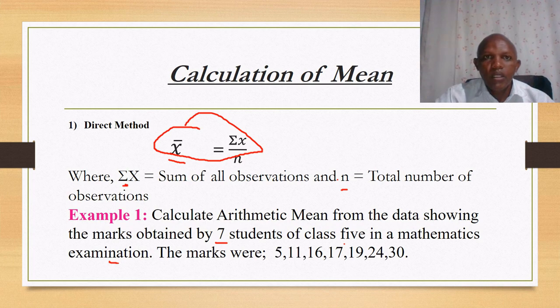So for example, you could be asked to calculate the average, the arithmetic mean, for this set of marks of students. There were 7 students in a class, and they were doing an exam in mathematics. What is the mean score? You simply apply this formula, as we have said. We add these, then divide by the number. How many are there? There are 7 students.